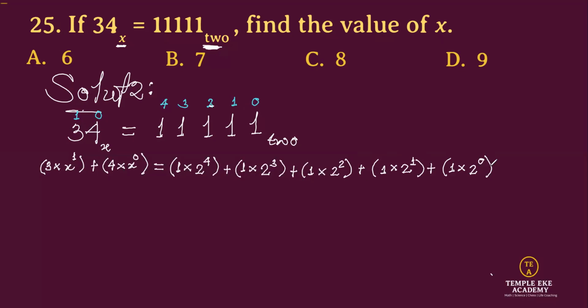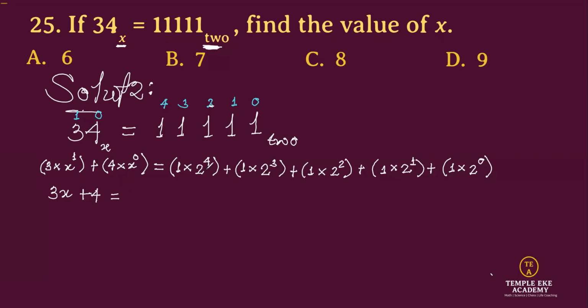Now we evaluate each of the units. We start from the power and then multiply by the given constant. So x to the power 1 is x, and multiplied by 3 gives us 3x. The next, x to the power 0: according to the law of indices, any number to the power 0 gives 1. That 1 multiplied by 4 gives plus 4. All of this equals the expansion of the right-hand side.